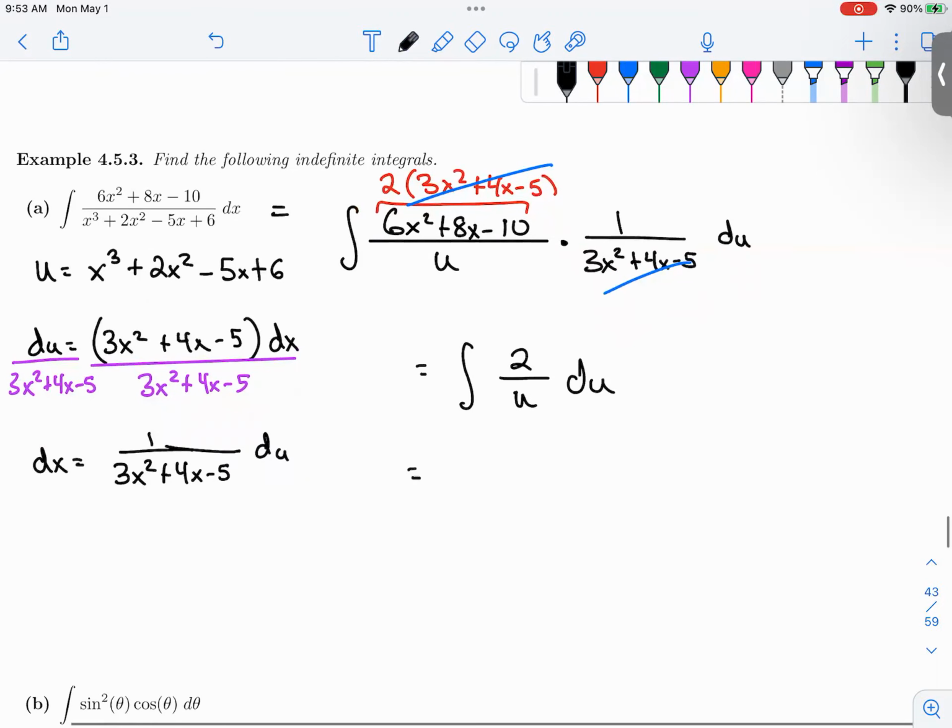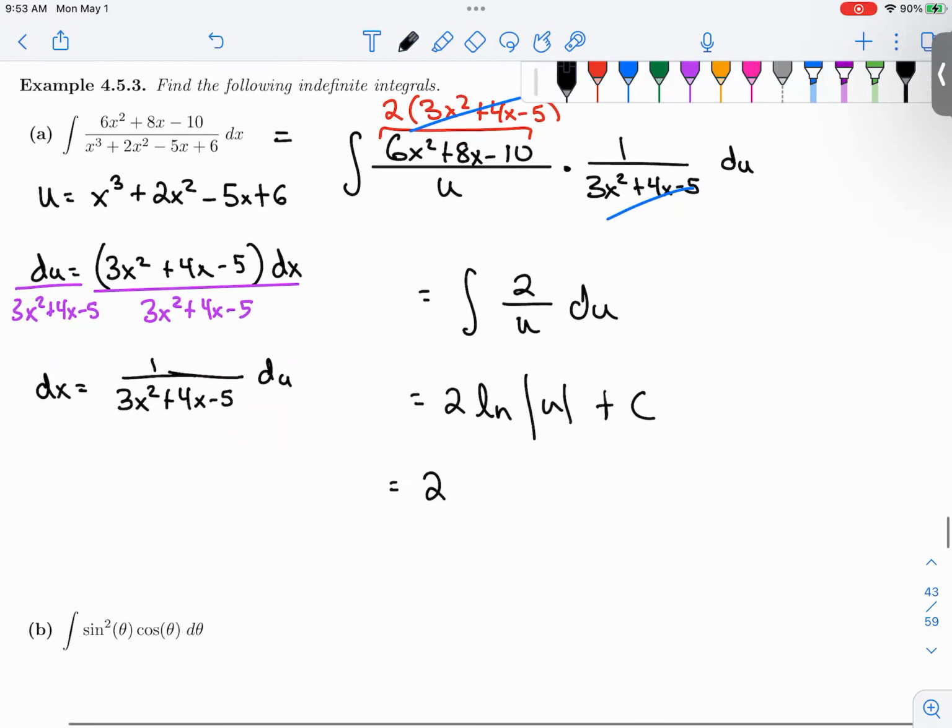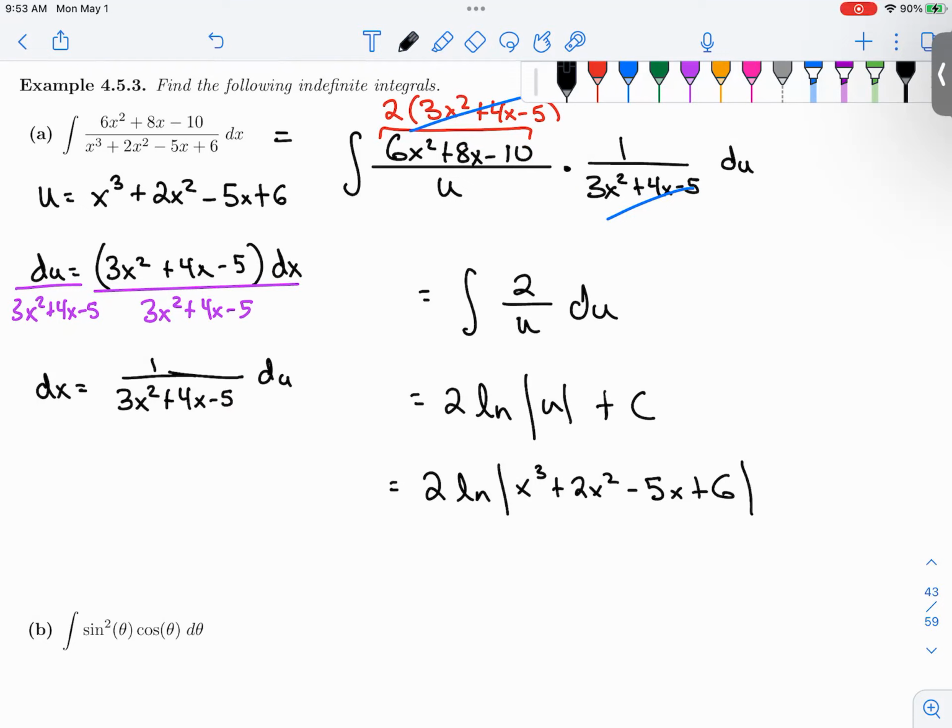So this becomes 2 ln absolute value. Remember, when you have 1 over your variable, it's the natural log of the absolute value. So let me write one more step, sorry: 2 ln absolute value of u plus c, which we can then replace with 2 ln absolute value of x cubed plus 2x squared minus 5x plus 6, absolute value ends, plus a constant c.